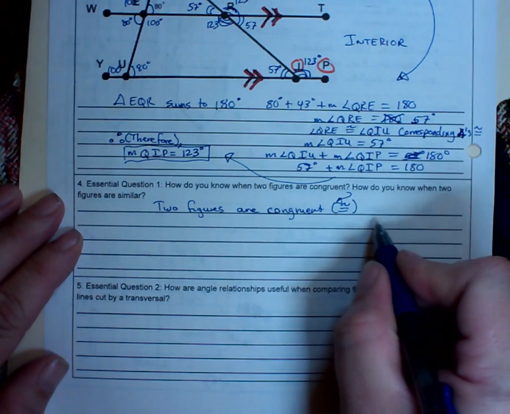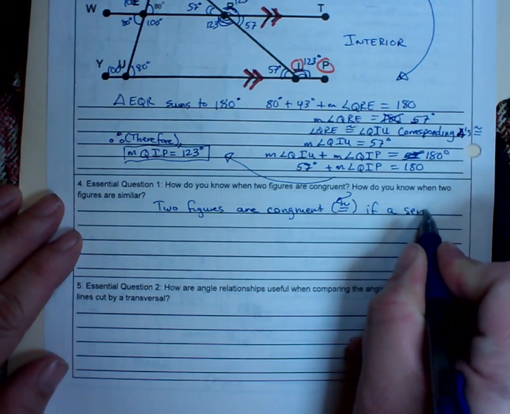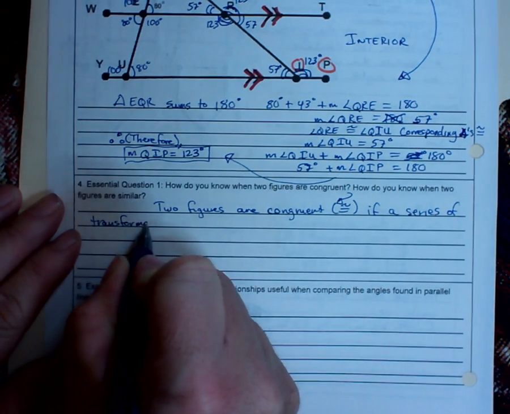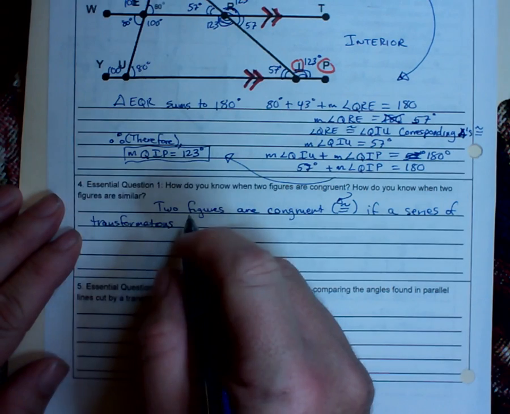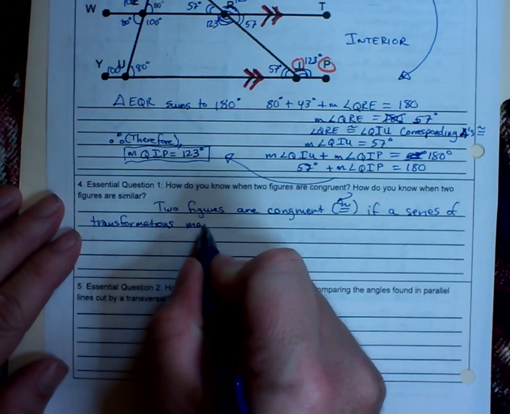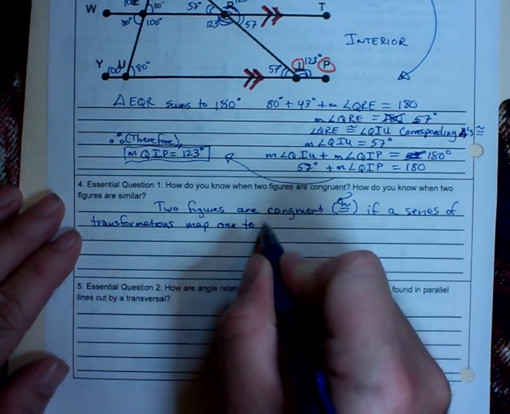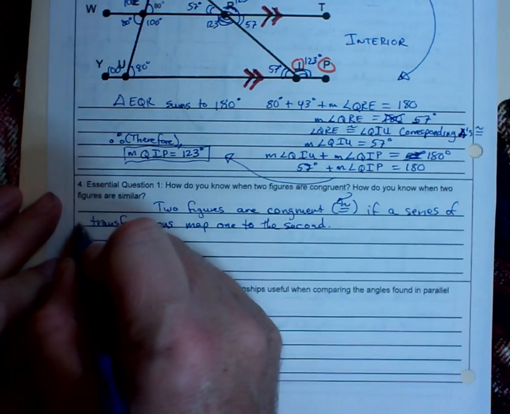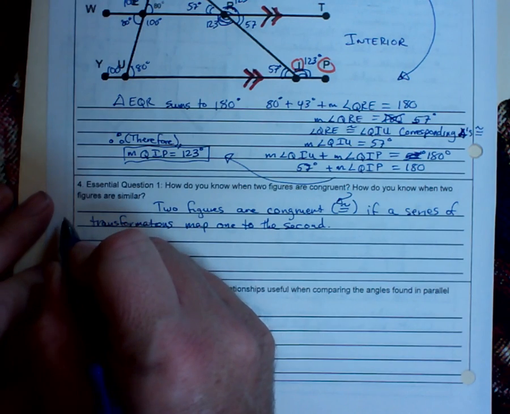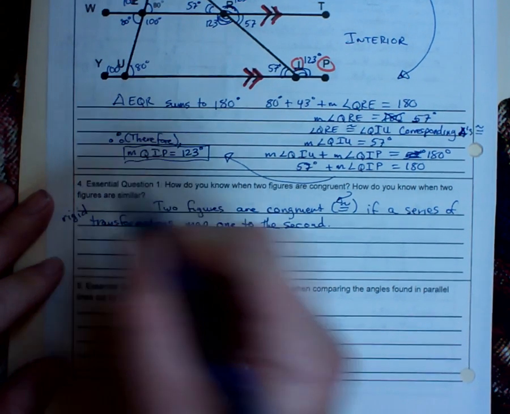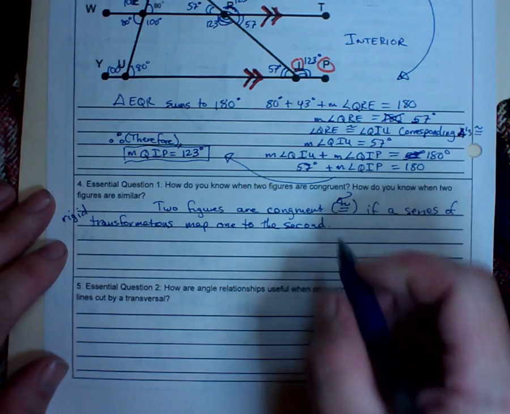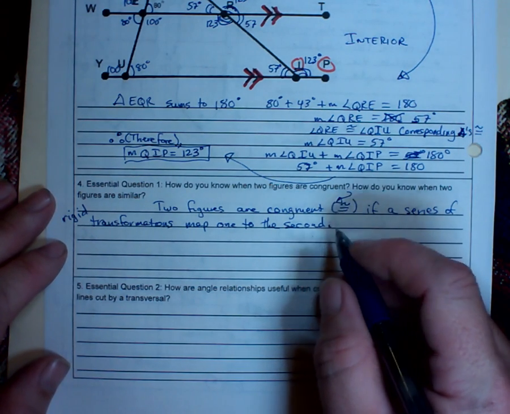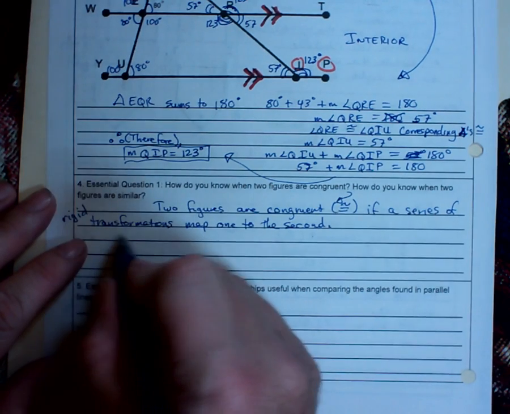If a series of transformations map one to the second. And you could say a series of rigid transformations if you want to be even better. Or you could name the 3 transformations. You could name rotation, reflection, and translation.